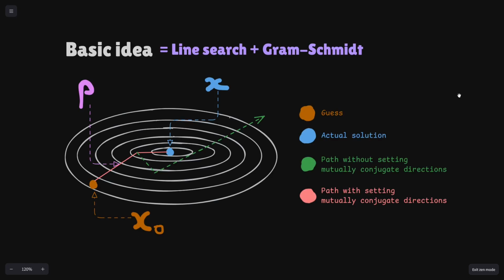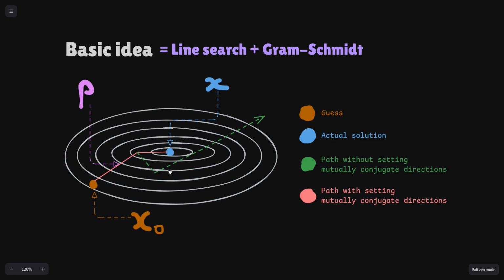Here is the basic idea for the conjugate gradient method. It's a combination of line search and the Gram-Schmidt method. So we have x0 and x. x0 is the guess and x is the actual solution. And we have to take a certain path to achieve the solution in the minimum number of steps. You will see here we have two paths, one that is red and the other is green. You will come to understand that this algorithm works in two steps.